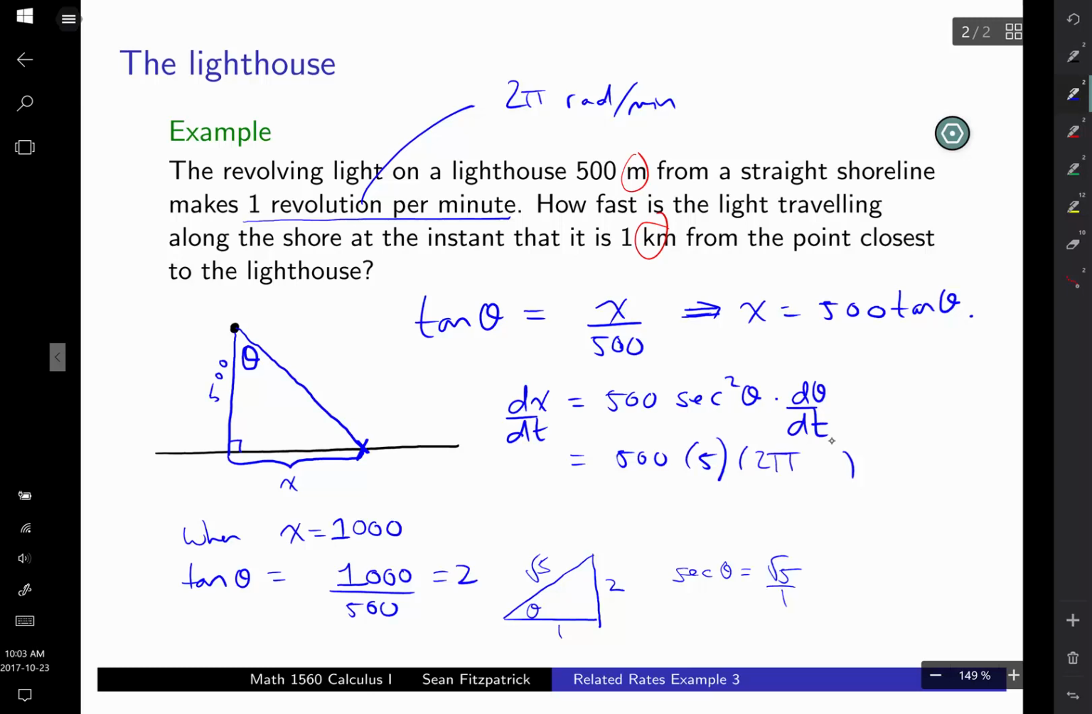2 pi. Okay, so overall what do we have? We've got 500 times 5 is 2500, times 2, that's 5000 pi, and that's going to be in meters. We have to make sure we get our units right. We did everything in meters, right? So meters per minute. Or if you want to, I guess we could put that back into kilometers: 5 pi kilometers per minute. And that does it for this one. Okay. We'll do a few more examples in class, and then we're going to move on to optimization.